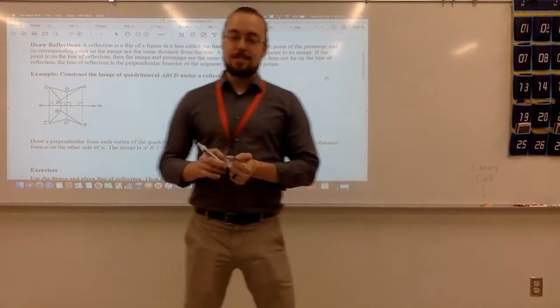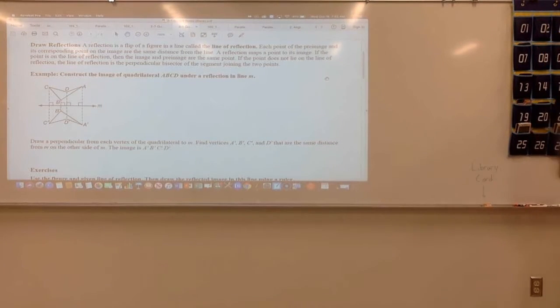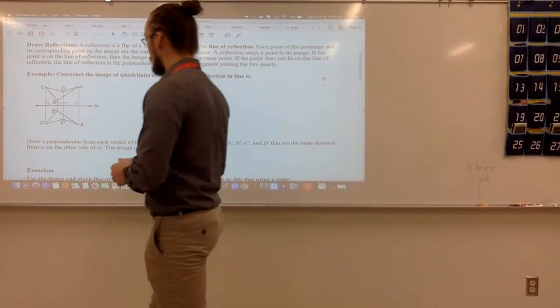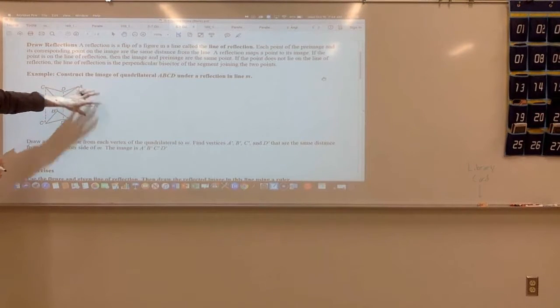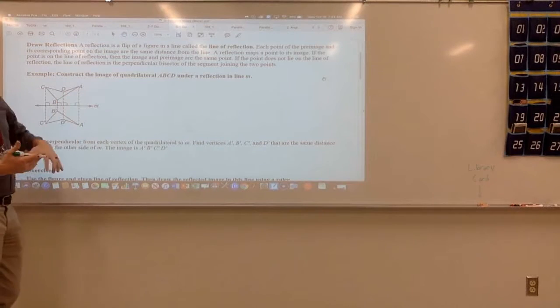So this next chapter is about transformations. We have a few different types of transformations that we're going to look at. Today we're going to start with reflections. We're going to do reflections, translations, and rotations in this chapter. Today is reflections. We're actually going to do reflections today and tomorrow.